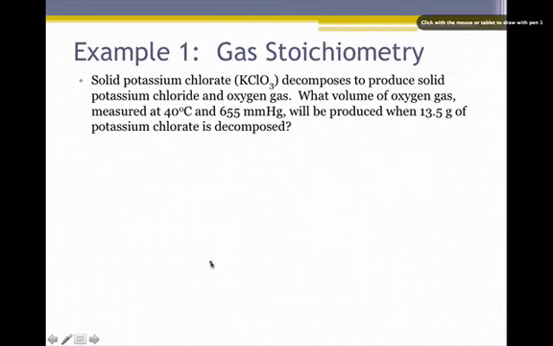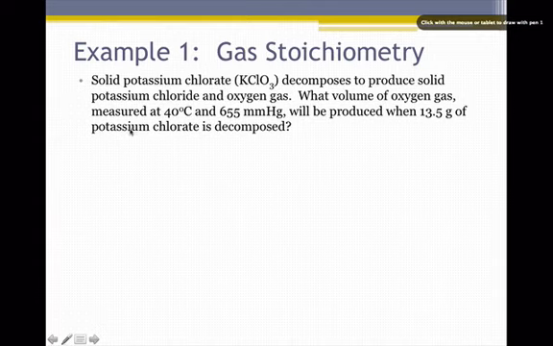So our first problem here that we're going to try is: solid potassium chlorate decomposes to produce solid potassium chloride and oxygen gas. What volume of oxygen gas measured at 40 degrees Celsius and 655 millimeters of mercury will be produced when 13.5 grams of potassium chlorate is decomposed?